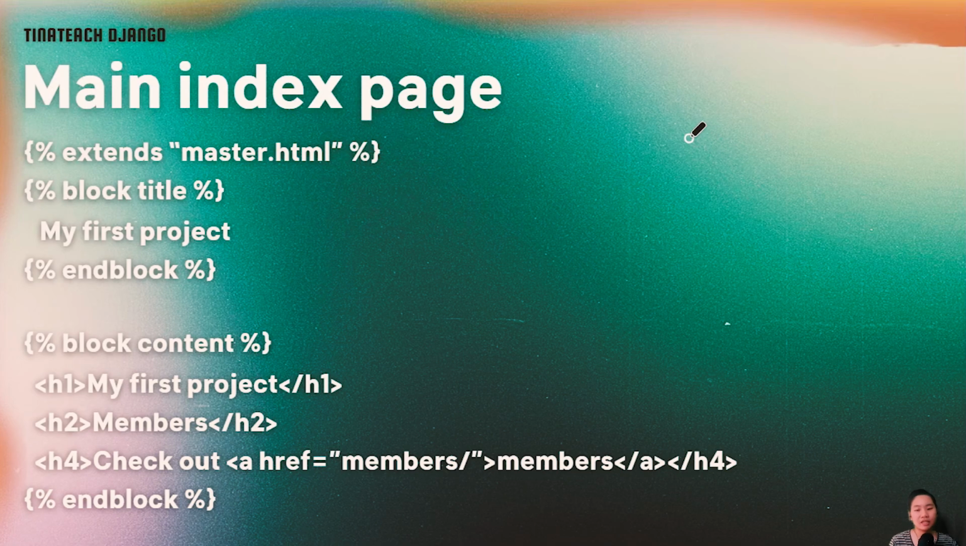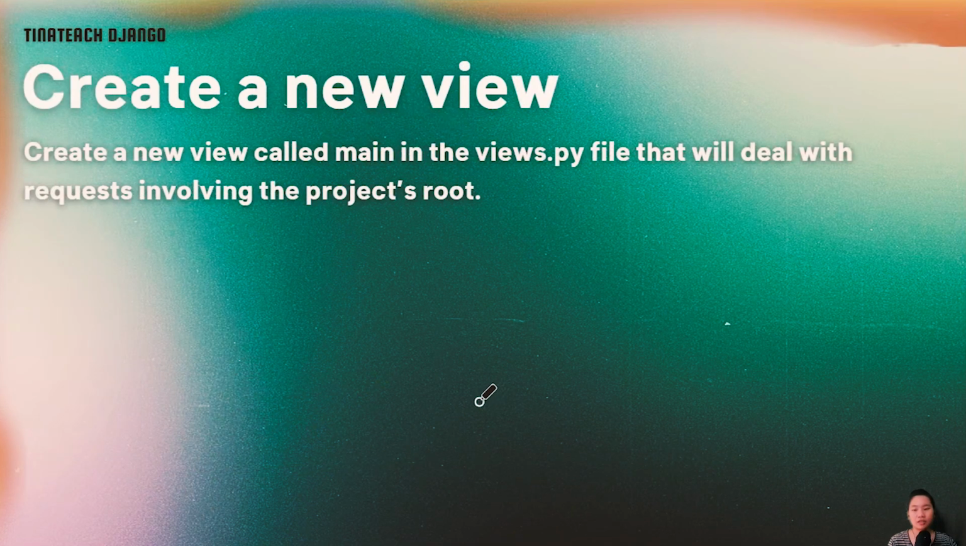In main.html, we extend master.html so we can get the HTML syntax. We have block title and then end block for my first project. And block content is where the uniqueness of the main index page comes in, differentiating it from the other templates that we have. We have my first project, members, and then a link to check out members.